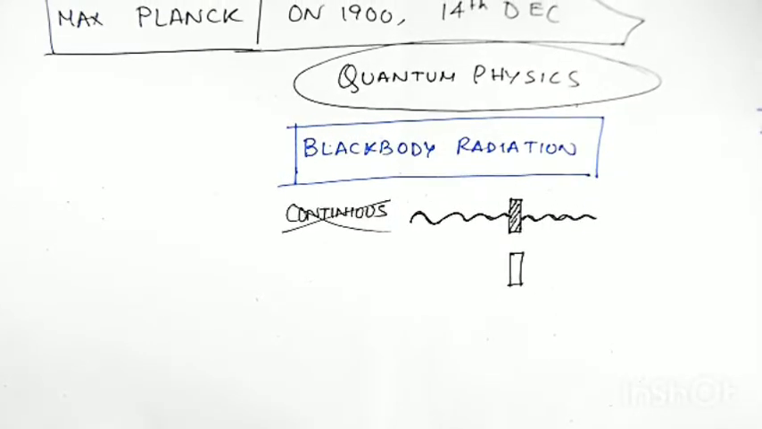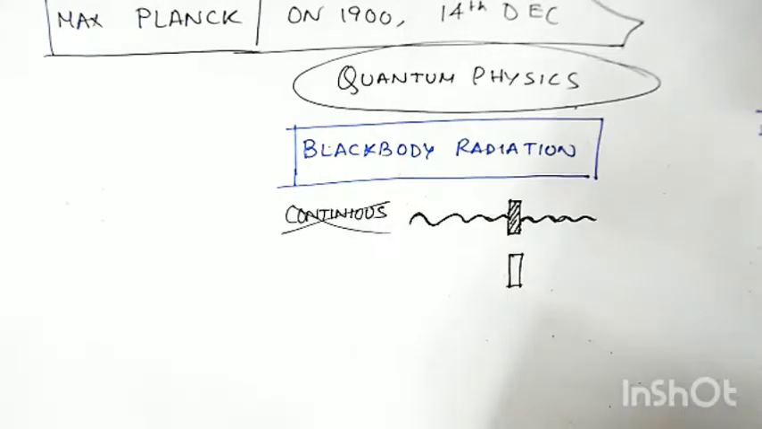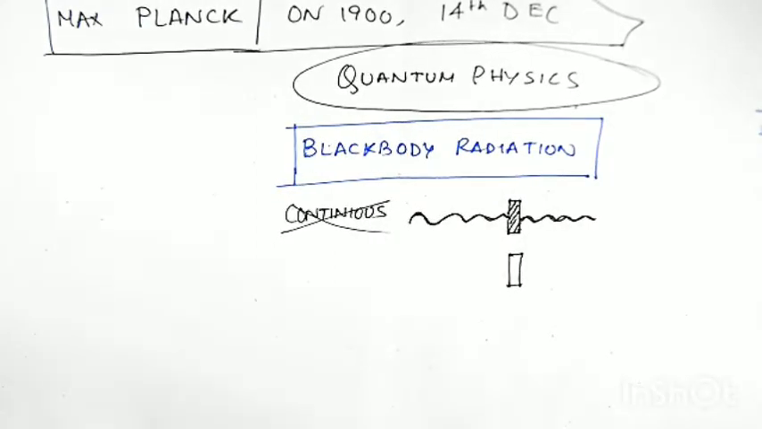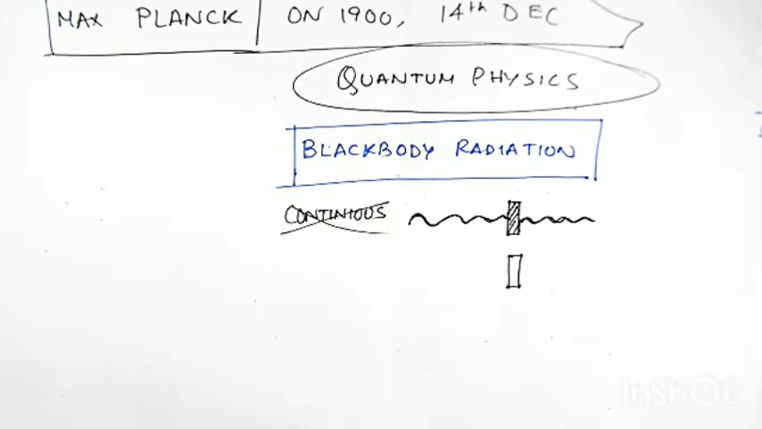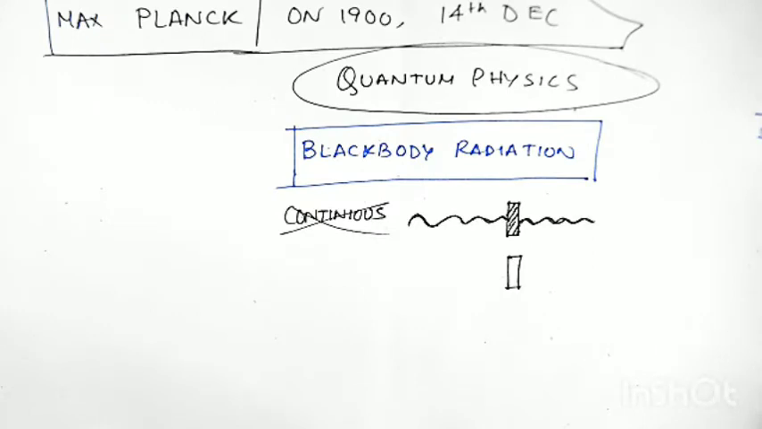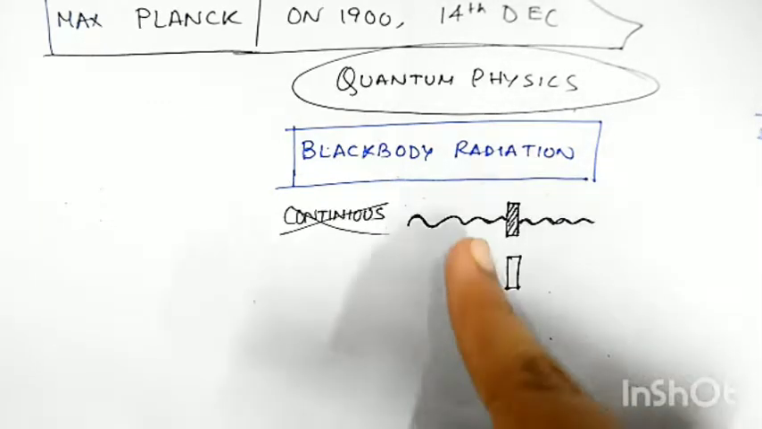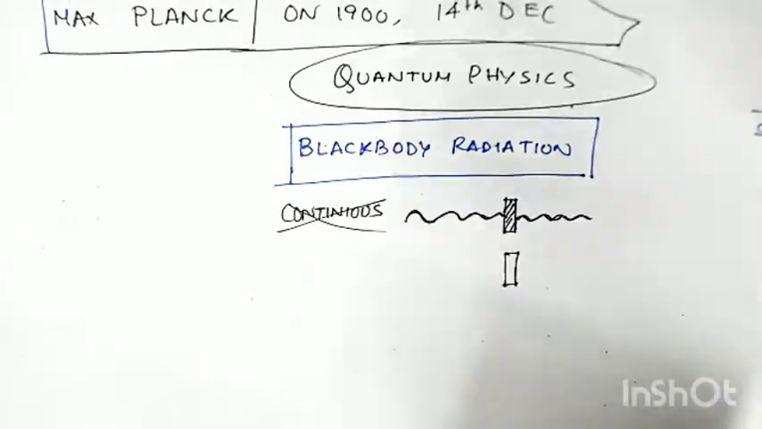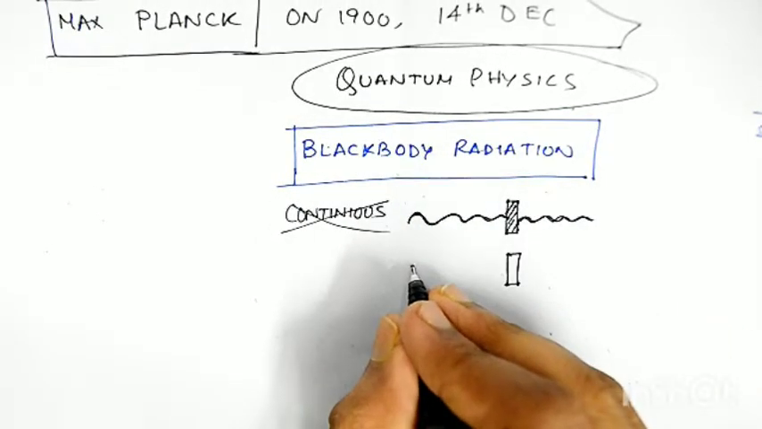You may be surprised what this word quantum means. Quantum means the smallest portion, a small packet. I think it's a Latin or Greek word, I don't remember properly. The word quantum means a small packet or a small portion. It means all these energies are not continuous, but discrete.